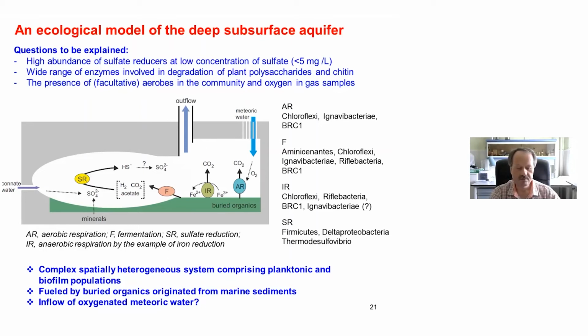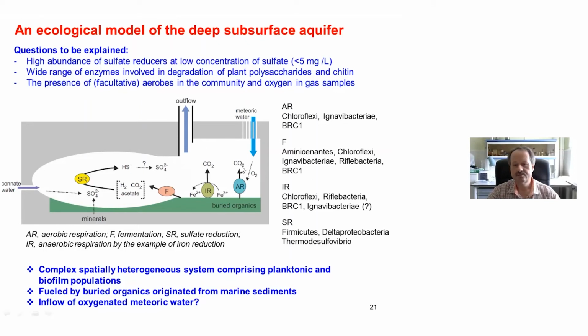Most likely oxygen was delivered to the subsurface aquifer with meteoric recharge water. And this is consistent with the data that the contribution of relict marine water is only 5%. So 95% entered the aquifer during 100 million years. So microorganisms are probably also not randomly distributed in the aquifer.